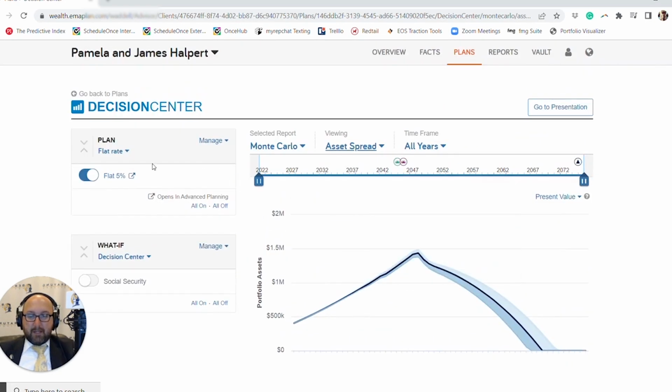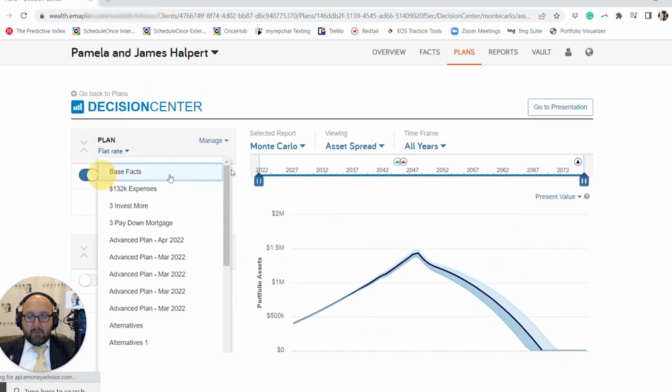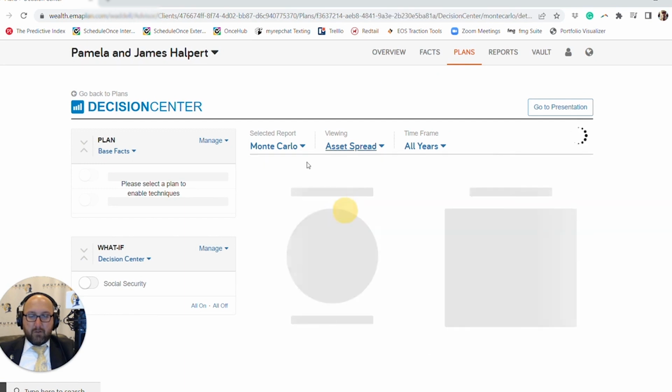But let's get back to a normal client. Let's get past the argument of flat versus Monte Carlo. Let's just assume you're using Monte Carlo. And what we can see in here is it's showing a 91% probability of success when this pops up. So what does that mean?